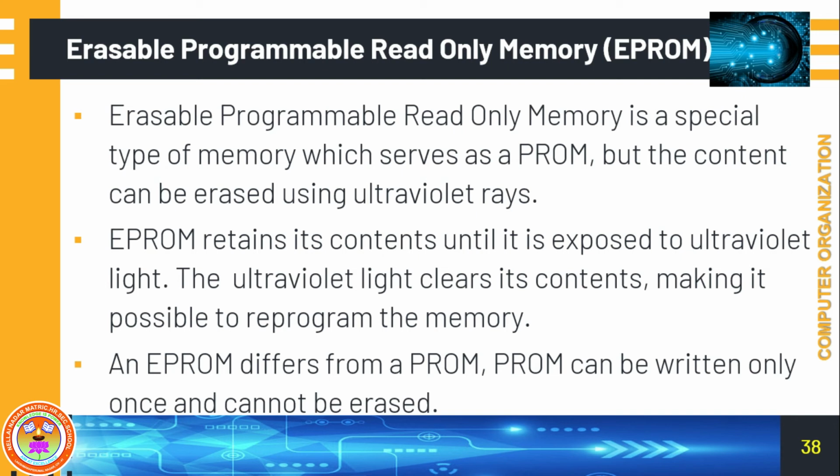So why do they use ultraviolet rays to erase the information in EPROM? It clears its contents, making it possible to reprogram the memory. That is the main purpose of using ultraviolet rays for erasing the data in EPROM. An EPROM differs from PROM because PROM can be written only once and cannot be erased. In programmable read-only memory we can't erase anything. Once you write anything, it is permanent. But in EPROM, you can erase multiple times.